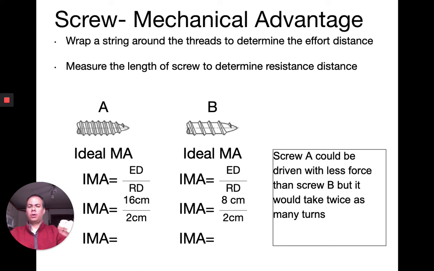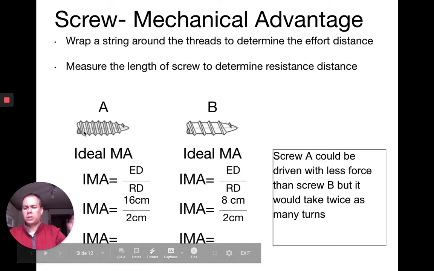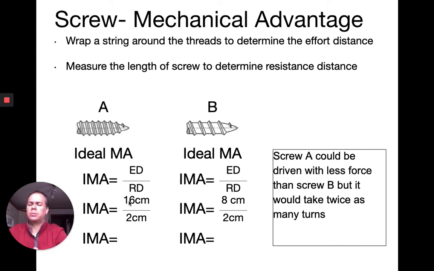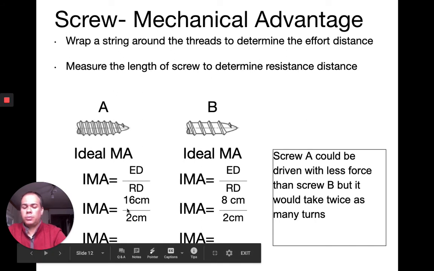And if you do that, what you're actually measuring is the length of the threads, which is the effort distance. So again, we can calculate the mechanical advantage of a screw. If I were to do that with screw A, and I wrapped the string around each thread, stretched it out, and measured it, let's say I came up with a measurement of 16 centimeters. And the resistance distance is how long the screw actually is. In this case, it would be this long, 2 centimeters. So what would the mechanical advantage of the screw be? Obviously, it would be 8.